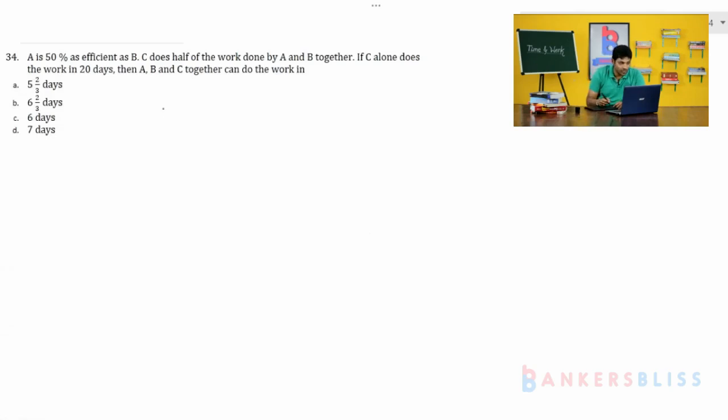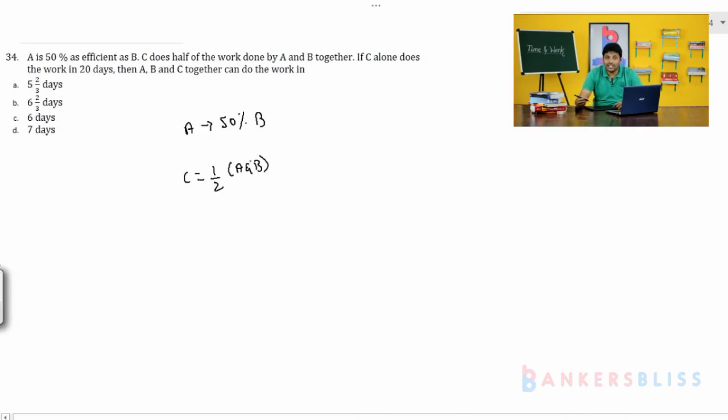See here, they have given 3 conditions. The first condition is A is 50% as efficient as B. Next, C does half of the work done by A and B. Means the time taken by C is double the time taken by A and B, because C is 50% as efficient as A and B, so obviously A and B have to take 50% less time than C. Here C is equal to 20 days, then A and B take 10 days, because half of C is 20 by 2, that is equal to 10 days. So A and B is going to take 10 days.